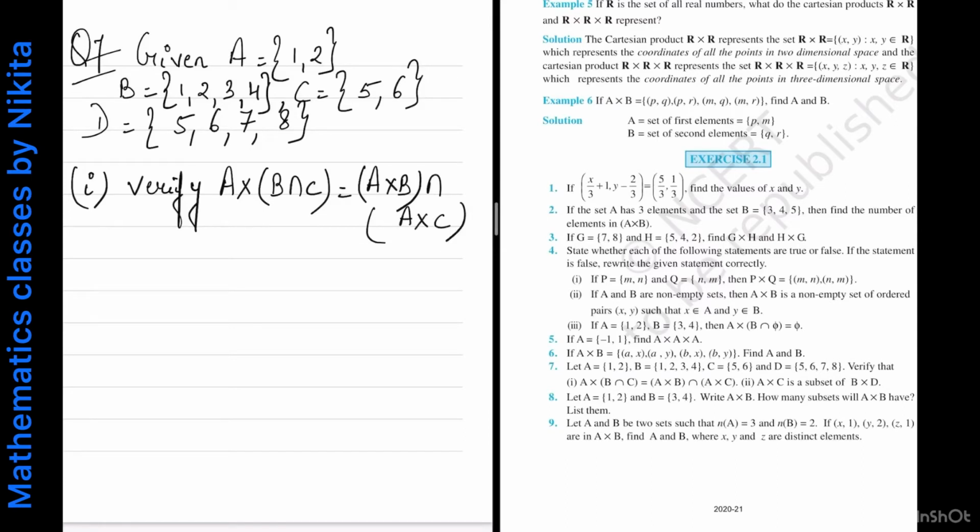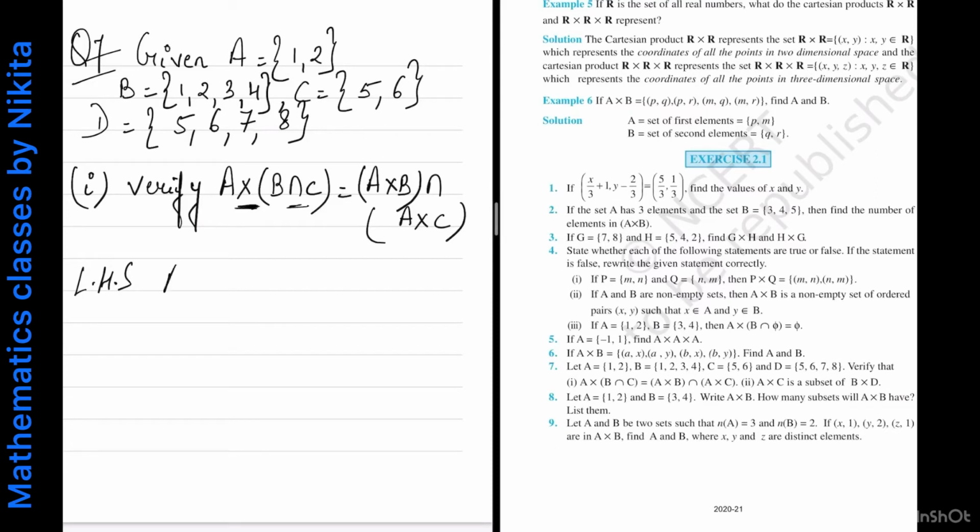Now see one thing, this is actually the distributivity of the cross over the intersection. This is like a distributive law. So the distributive law is holding here, and you have to verify that the distributive law holds here. First we will find the left hand side.